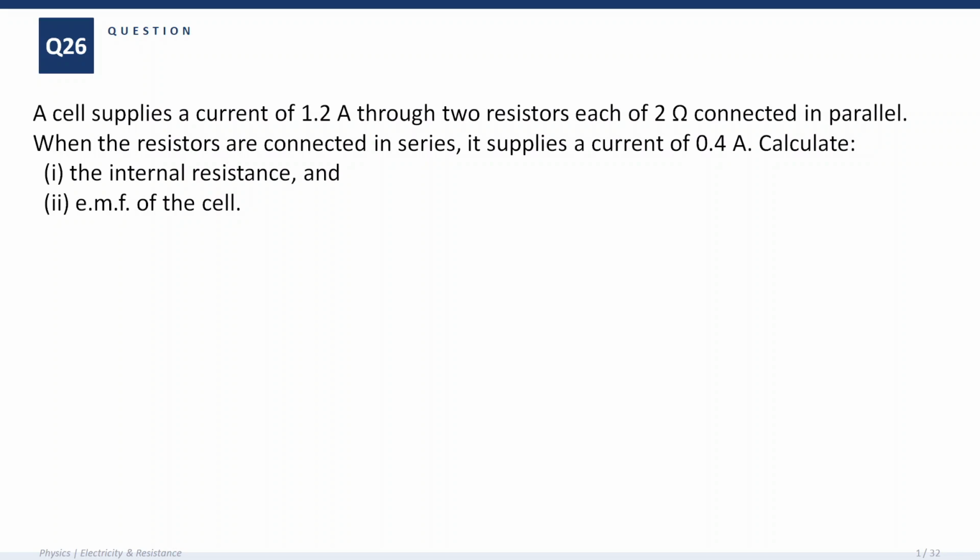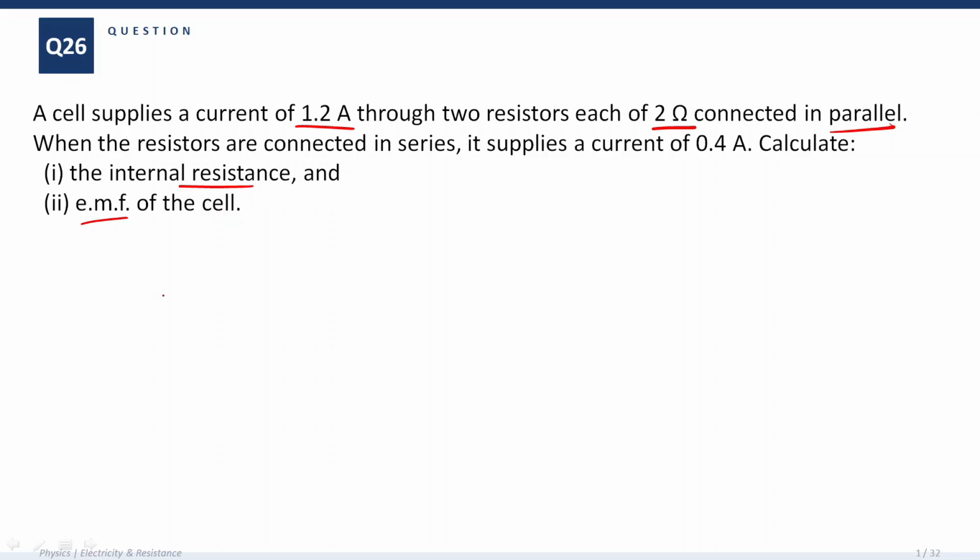Today's first question. A cell supplies a current of 1.2 ampere through two resistors, each of 2 ohm, connected in parallel. When the resistors are connected in series, it supplies a current of 0.4 ampere. Calculate the internal resistance and EMF of the cell. So here the two resistors given, each one is 2 ohms and connected parallel to each other. The current flowing through the circuit is 1.2 amperes. We need to find the internal resistance and EMF of the cell.